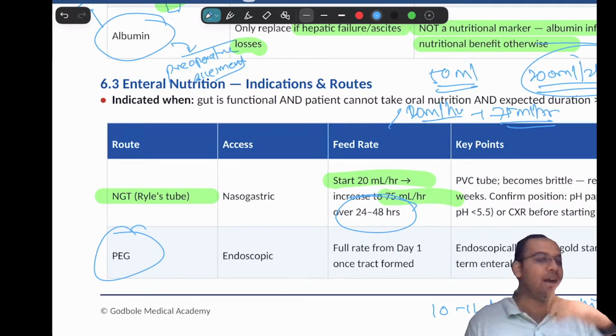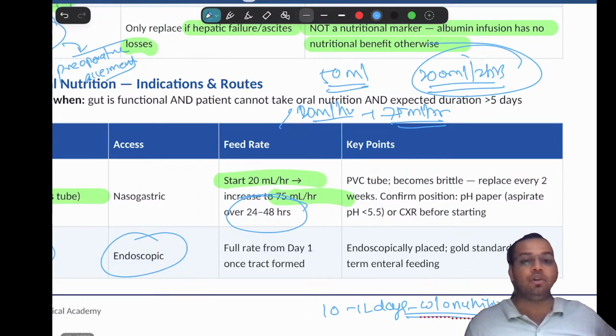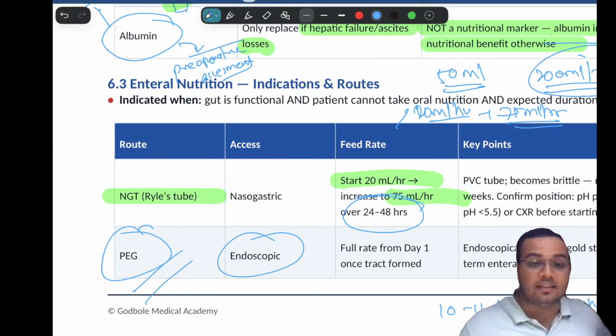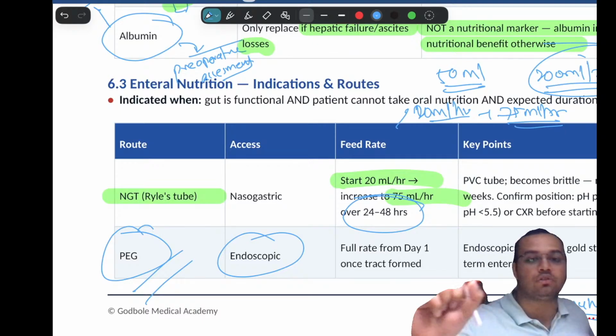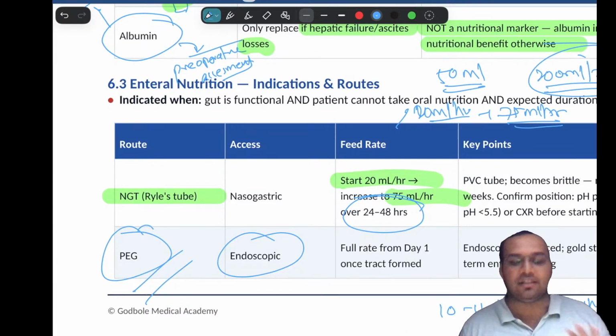If the patient requires nutrition for more than 10 days, that is the time you are going to do a PEG. It is not the peg of alcohol. This PEG is nothing but percutaneous endoscopic gastrostomy. So with the help of an endoscope, you are going to put in a gastrostomy tube.